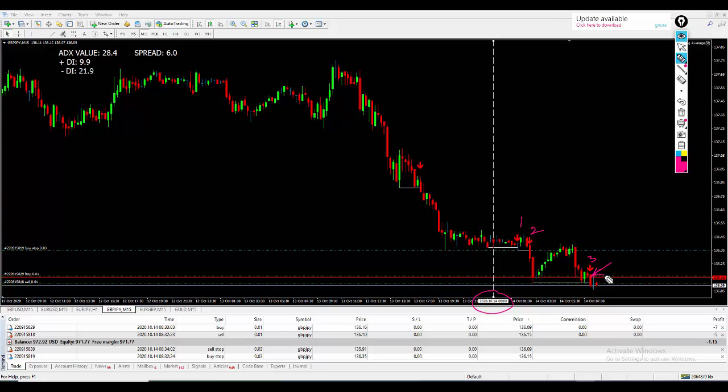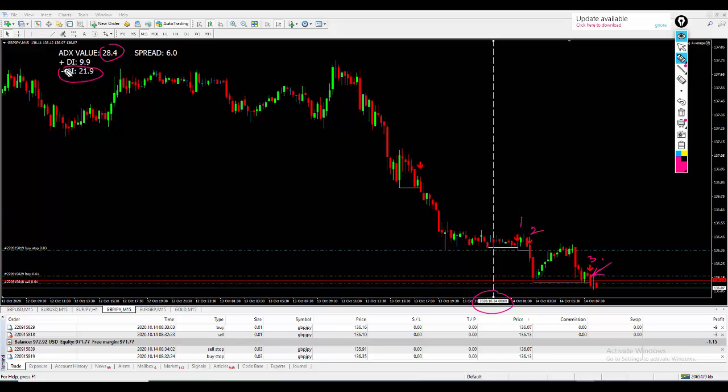But I didn't look at only this signal. What did I do? I come to my ADX. When my ADX value is above 25, it's giving me a signal. And which direction am I going? I'm going in the direction that is above 20. Out of these 2, that is the selling direction. Minus D is the selling direction, and you can see minus D gives me 21.9.